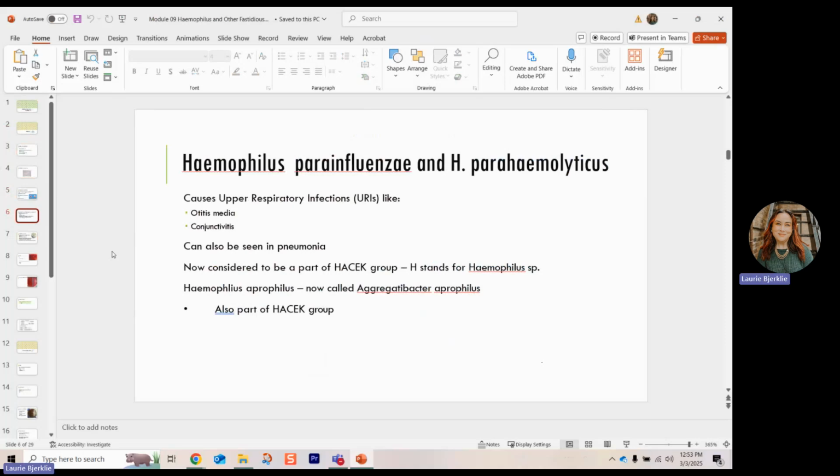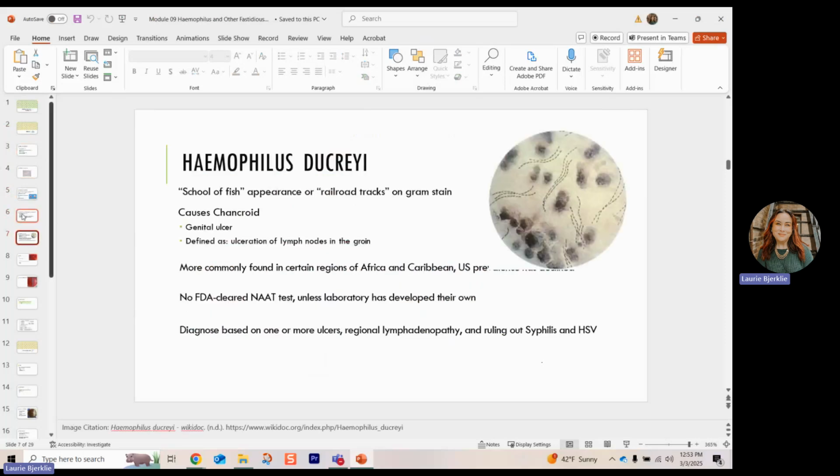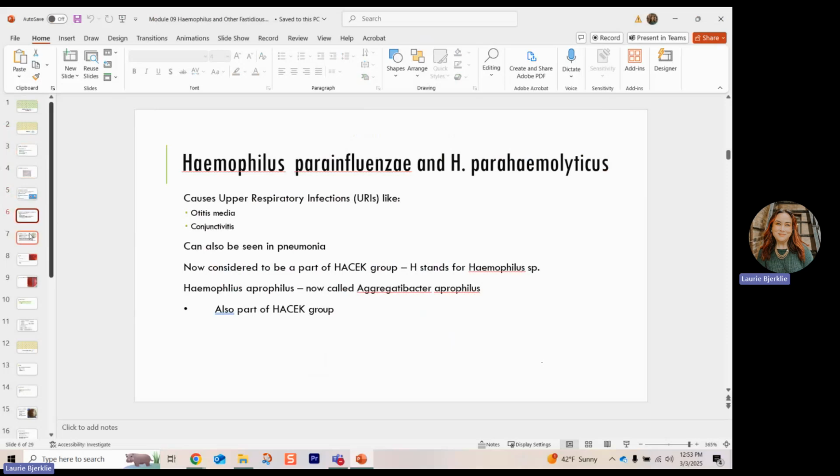The H in the HACEK group used to stand for Haemophilus aphrophilus specifically. Then they changed the name and said, no, you're better as the A part, Aggregatibacter aphrophilus. So the A in HACEK is now Aggregatibacter, and it's Aggregatibacter aphrophilus, and then there are some others. Then they changed the H to stand for just Haemophilus species, because it could be Haemophilus parainfluenzae or Haemophilus parahaemolyticus that were part of that H. We will go into what the HACEK group stands for in a little bit. I believe I have a slide on HACEK, so we're going to hang on to this thought and come back to the HACEK soon.